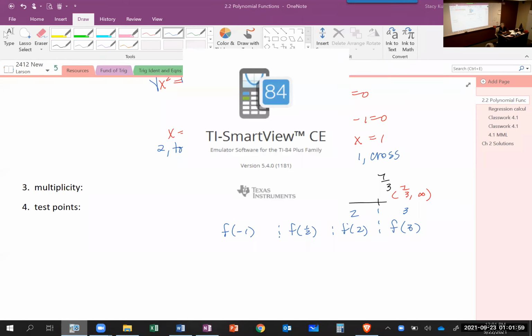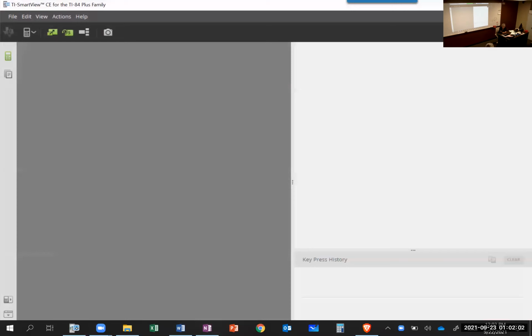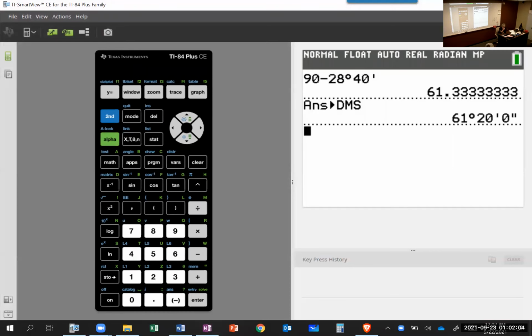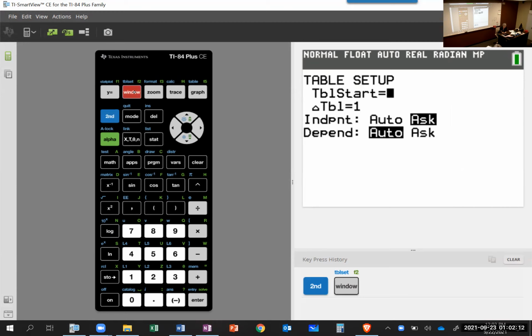And I want us to set up our calculator in a particular way to make this go faster. Okay, so I want you all to go to second window. And I want you to arrow down until you get to the independent, and I want you to arrow over to ask. I want you to hit enter, and I want you to arrow back over and make sure that it's highlighted. Okay? Did everybody do that?